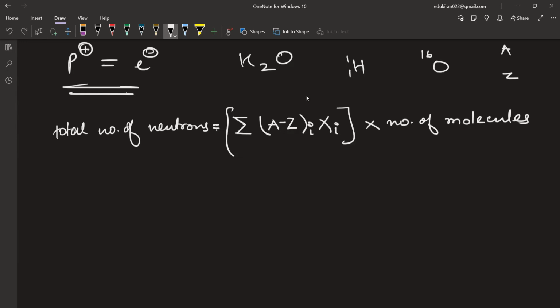Atomic mass, and then Z is what? Your proton numbers, atomic number. 16 and 8, right? Now, for hydrogen, if I will write, then see, the summation will be what? First of all, my first atom is what? It is hydrogen. So I will put hydrogen here.